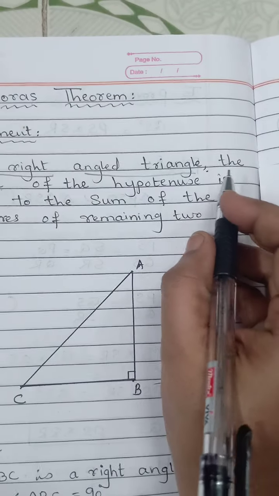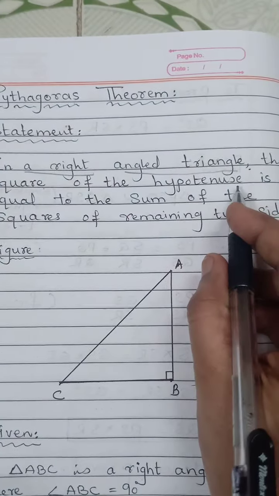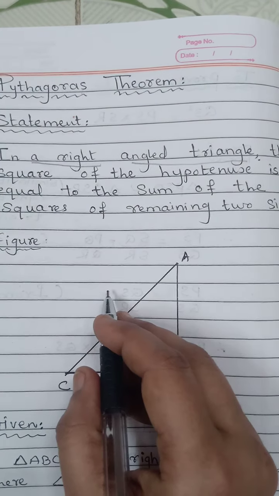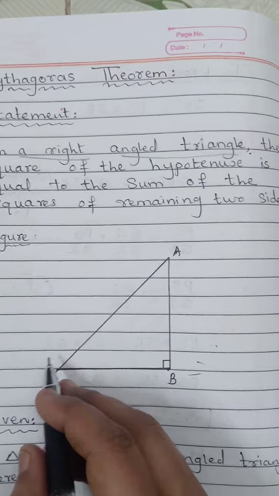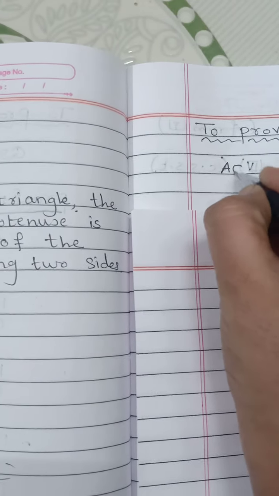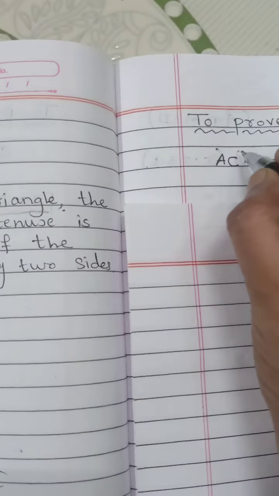So after this comma, here the word, the square of the hypotenuse. Hypotenuse is nothing but the side opposite to 90 degree. So hypotenuse is AC. But we have to take the square of the hypotenuse, so we will take the square for the hypotenuse.